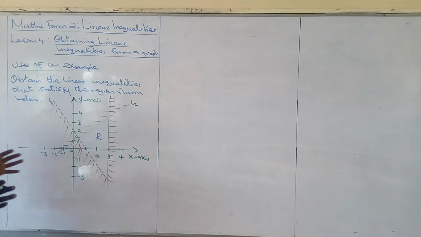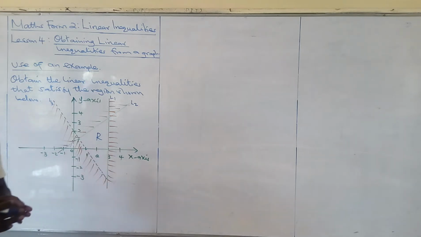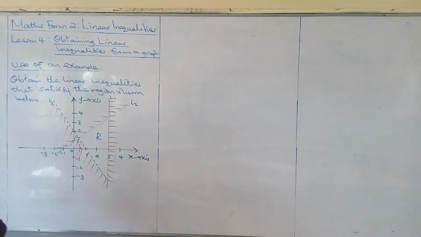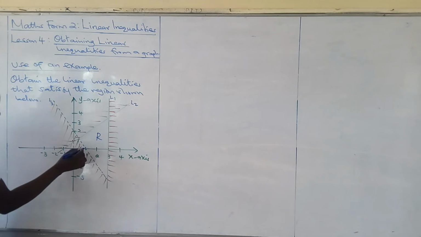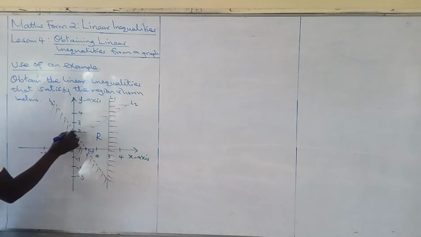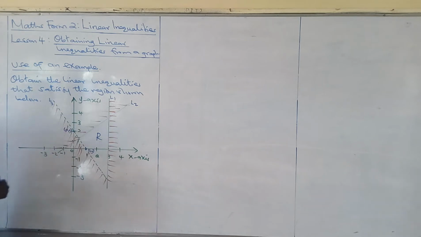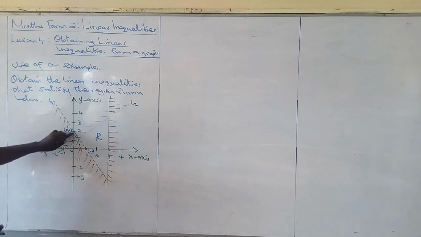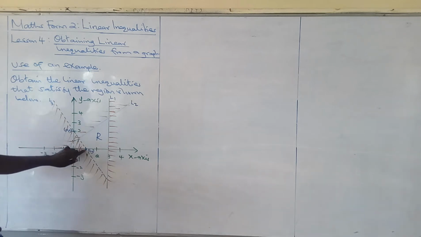So we must identify two coordinates through which each line passes. I can comfortably say that this given point here has coordinates 1, 0. This given point here is 0, 2. So it means line 3 is passing through 0, 2 and 1, 0.